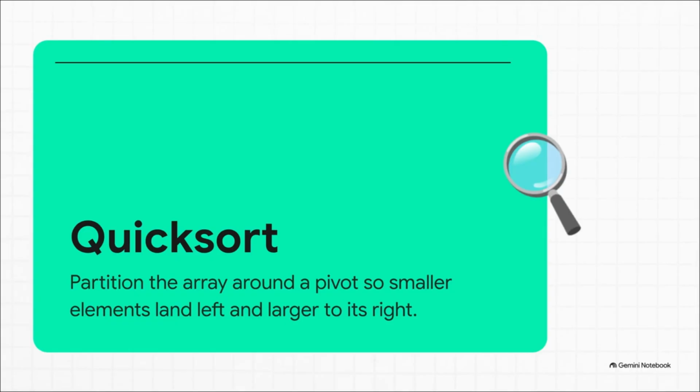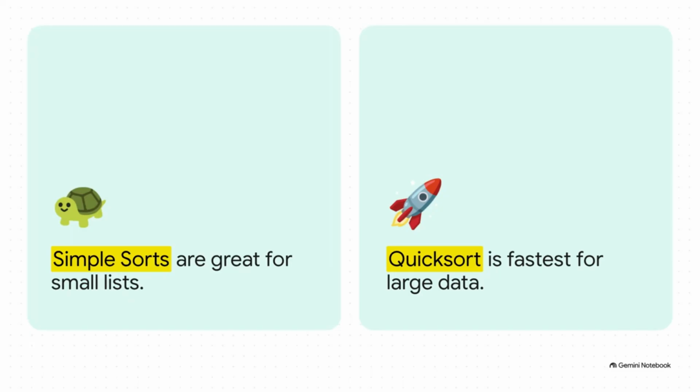And doing it recursively just means you repeat that exact same splitting process on the smaller left half and then the smaller right half until the whole shebang is sorted. So, you might be wondering, why learn all 5? Well, it all comes down to speed and scale.